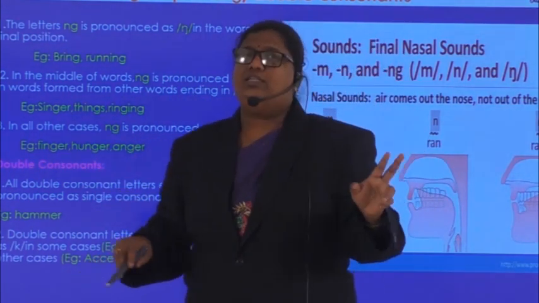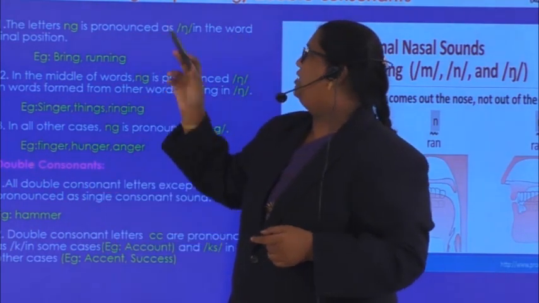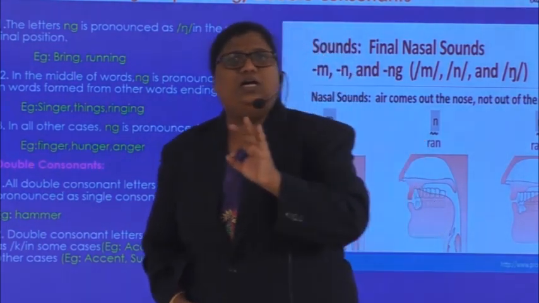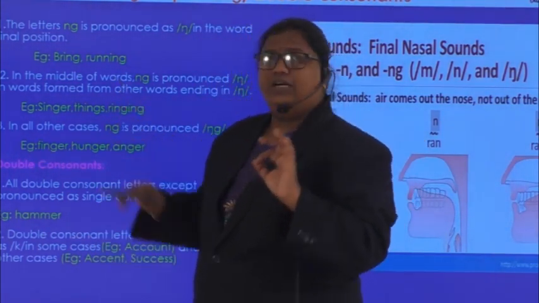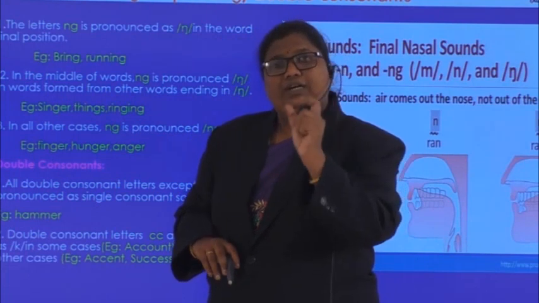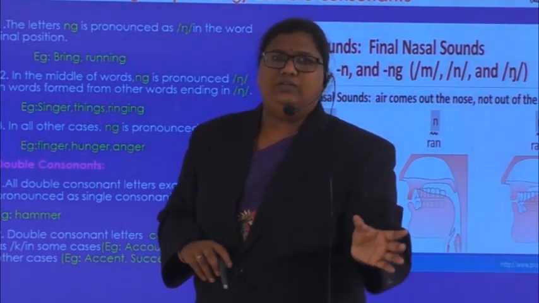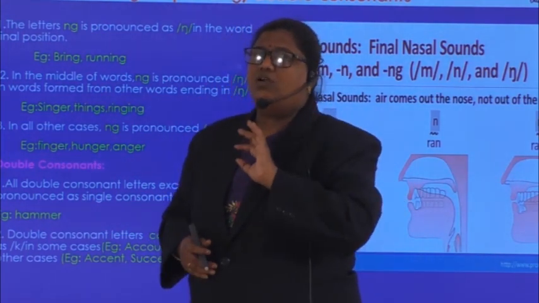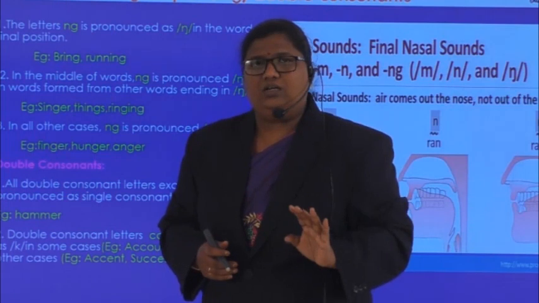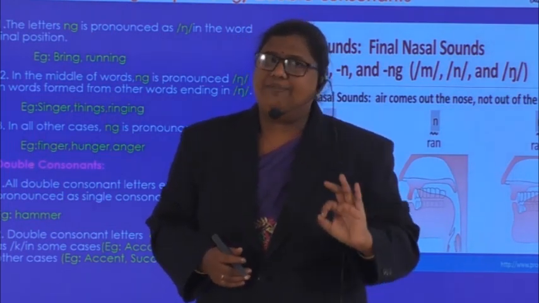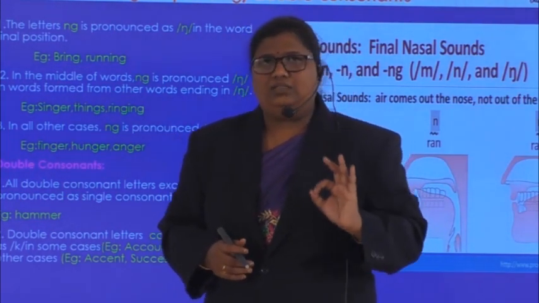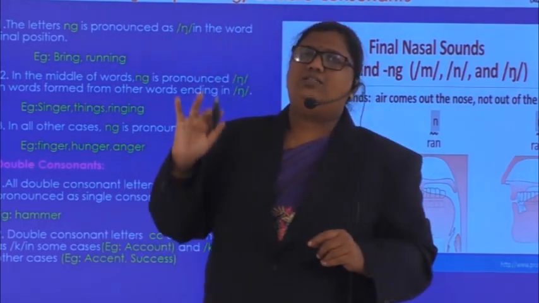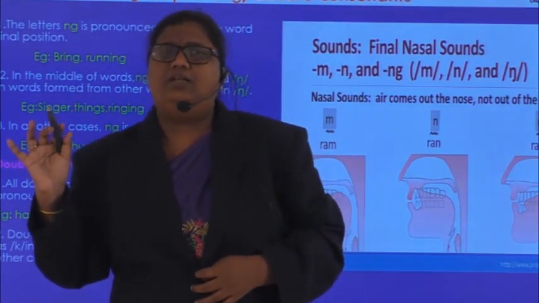So two rules here. Rule number 1 says if ng is at the word end position, you have to pronounce it as ng, no g to be added. And in the word middle position, if the word is formed from another word where some suffix is added, in such a case you are not supposed to use g along with ng. It's only ng. Example, singer. For all the other words where ng is there, you need to pronounce ng plus g. Like for example, hunger.